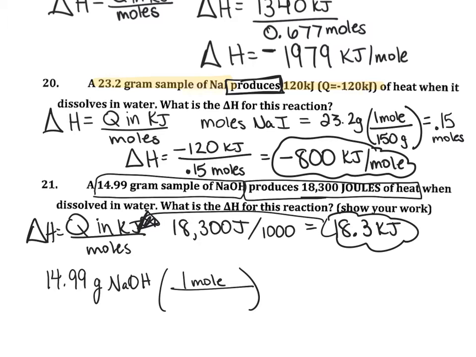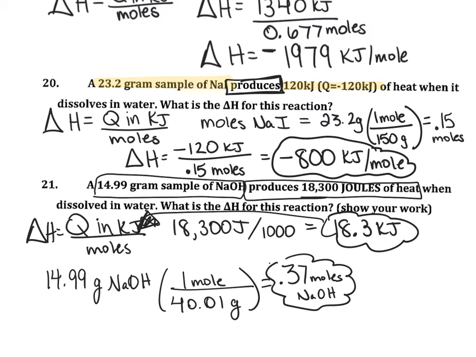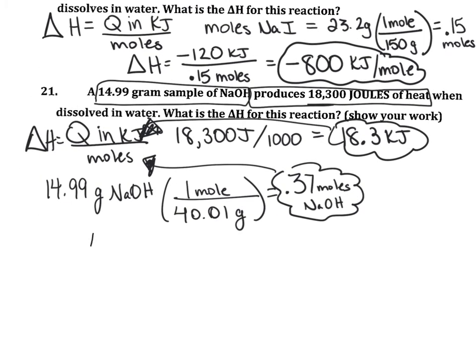So I've got to look up its molar mass, and it is about 40.01 grams. And so it looks like I've got about 0.37 moles of sodium hydroxide. So now I can take this number, and this goes on the bottom. So now I'm ready to solve for my delta H. So my delta H is equal to 18.3 kilojoules divided by 0.37 moles.